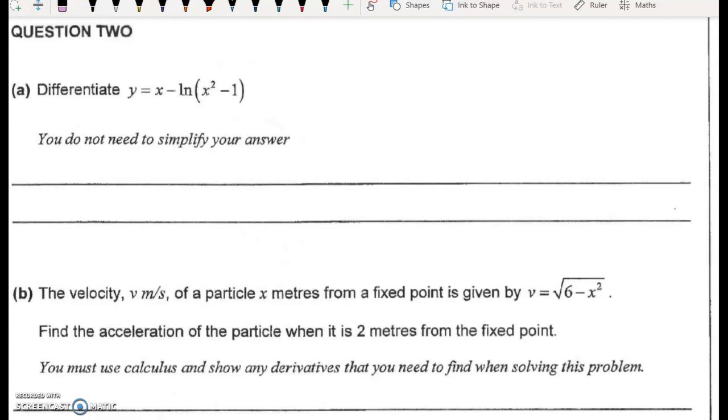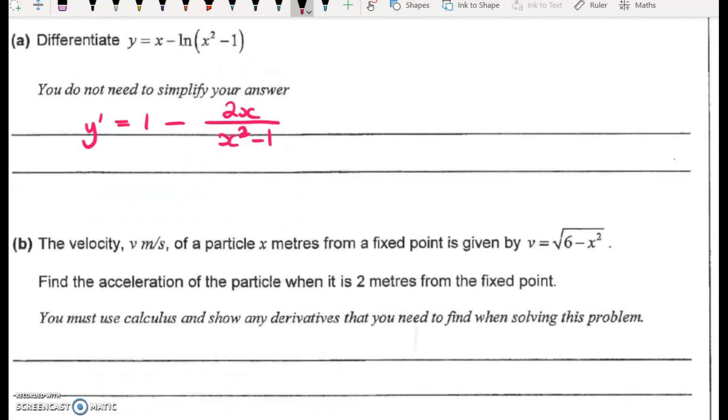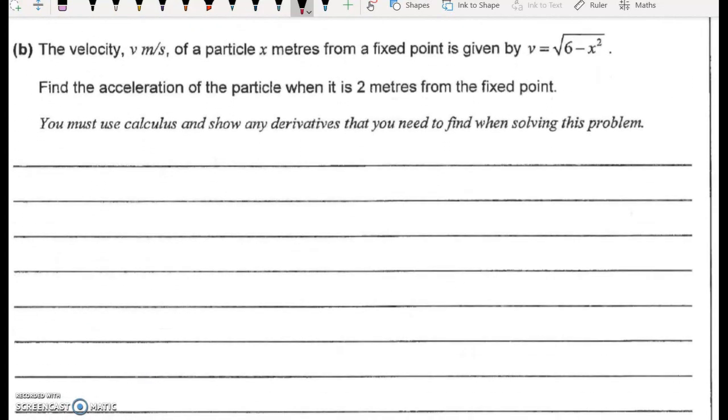Now we're differentiating x minus ln of x squared minus 1. We've got a polynomial here in 2 different pieces. You just differentiate each of those pieces separately. So y dash becomes the derivative of x, which is just 1. And if we are differentiating ln, it becomes a fraction where we have the original on the bottom and the derivative of what was inside goes on the top. And that's all for part 1, or rather part A, I should say.